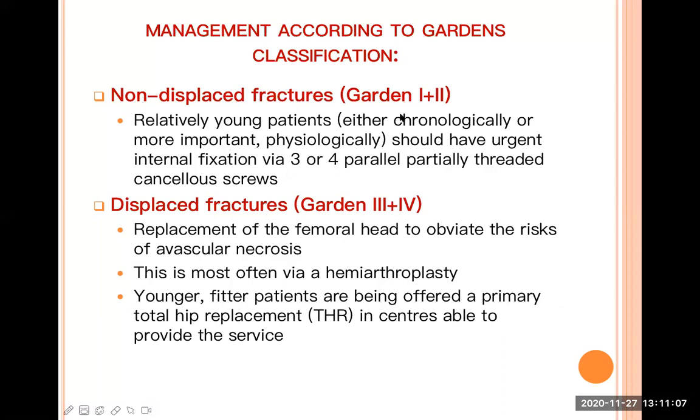Non-displaced fracture, Garden 1 and 2, occurs mainly in relatively young patients, either chronologically or, more importantly, physiologically young. They should have urgent internal fixation via 3 or 4 parallel partially threaded cancellous screws, like Moore's screws, or Moore nails. So these are the commonly used things.